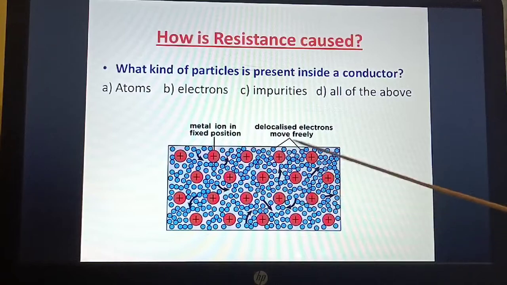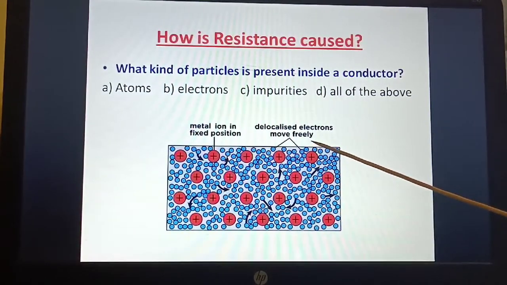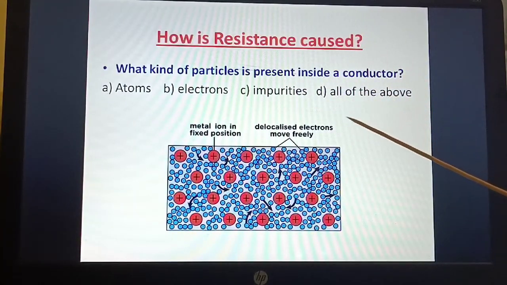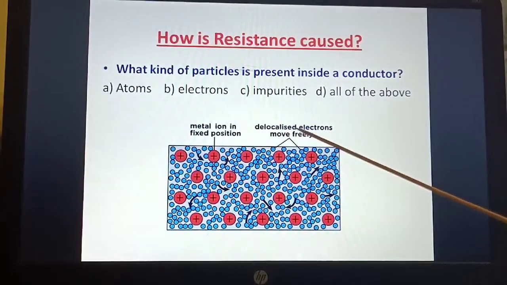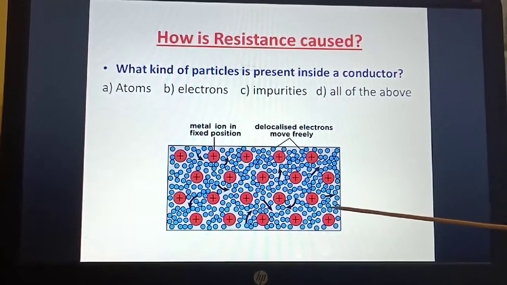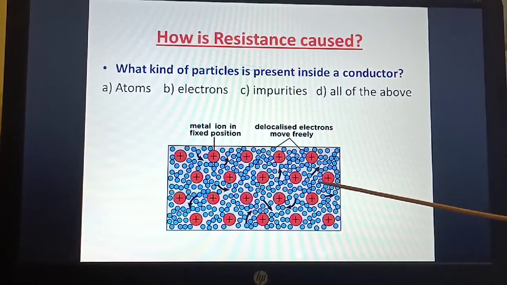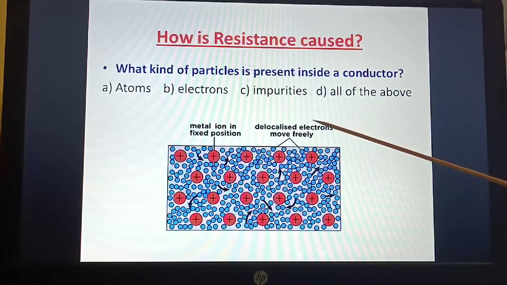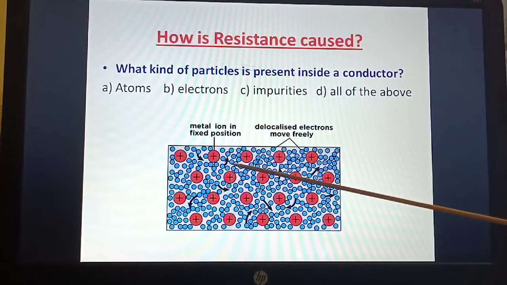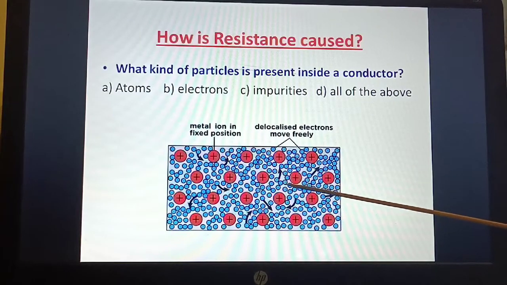If you see, this is the conductor. My question is, what kind of particles are present inside a conductor? There are four options: atoms, electrons, impurities, or all of these. So in a conductor, all these particles are present: atoms, electrons, impurities.